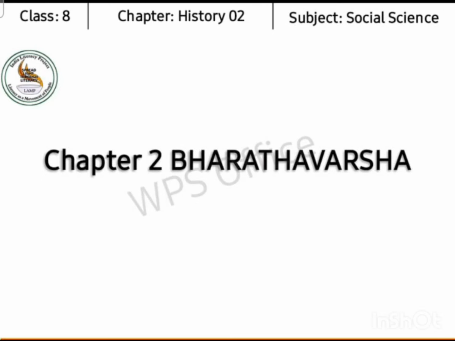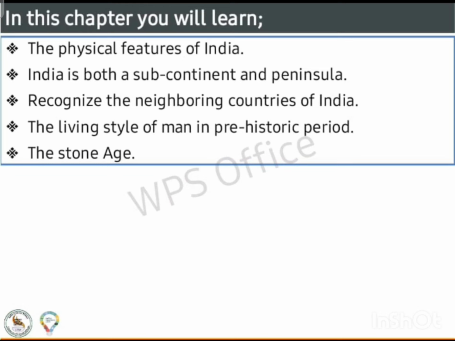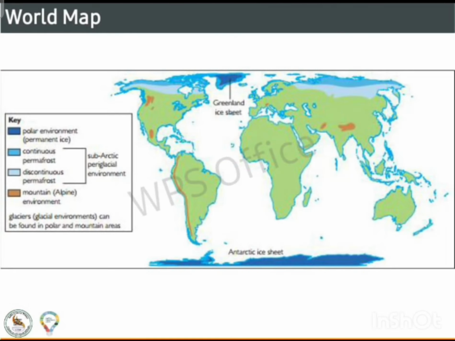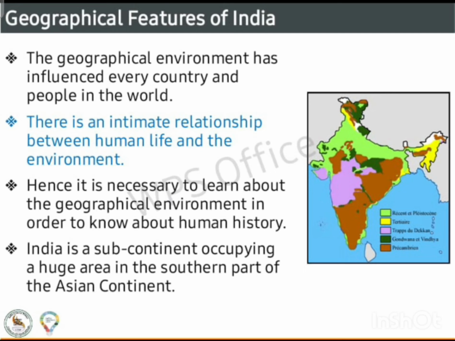History Chapter 2: Bharatavarsha. In this chapter, you will learn the physical features of India. India is both a subcontinent and a peninsula. You will recognize the neighboring countries of India, and the living style of man in the prehistoric period, the Stone Age. World map. The geographical features of India.